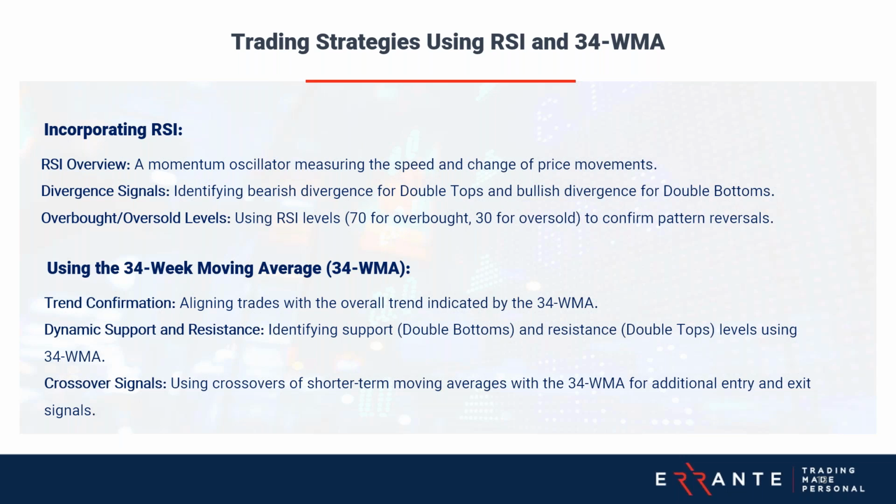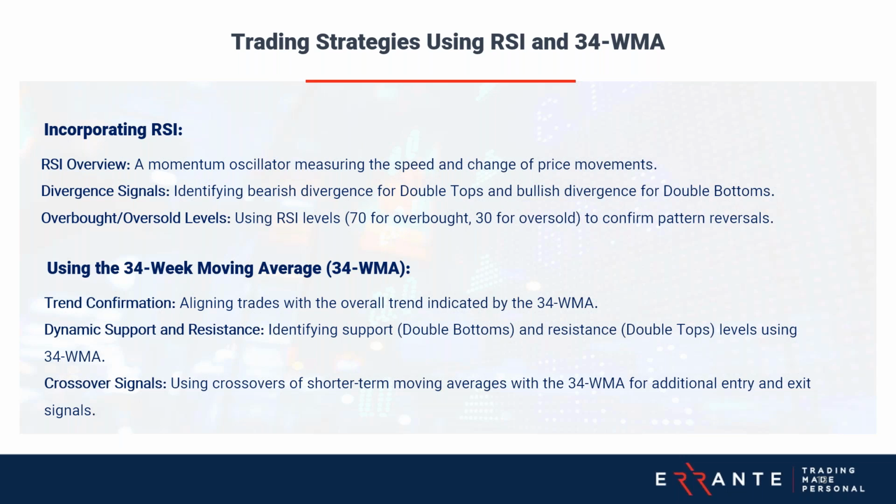Conversely, when the short-term moving average crosses below the longer moving average, it can be a bearish signal indicating a potential downward move. These crossovers can be particularly powerful when they occur in alignment with a pattern formation like double tops or double bottoms, or triple tops and triple bottoms, providing a strong confirmation for entering or exiting a trade.